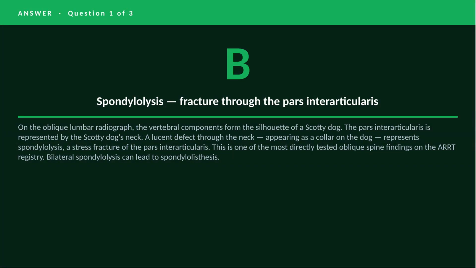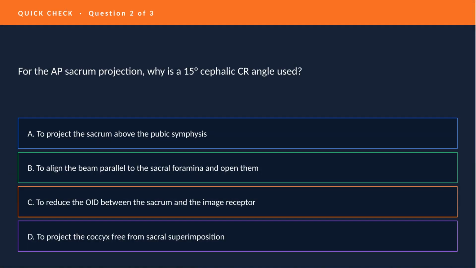The answer is B, spondylolysis, fracture through the pars interarticularis. The Scotty dog's neck represents the pars interarticularis. A lucency through the neck, like a collar on the dog, is spondylolysis. This is one of the most directly tested oblique spine findings on the registry. Bilateral spondylolysis can lead to spondylolisthesis.